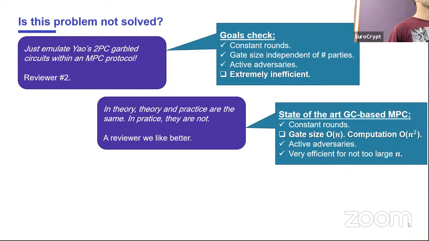On the other hand, if you take the state-of-the-art protocols for multi-party garbled circuits, they are constant round, but they have this issue that the size of the gates is linear in the number of parties. And moreover, evaluating these gates takes quadratic time in the number of parties. So that's not good for scalability.